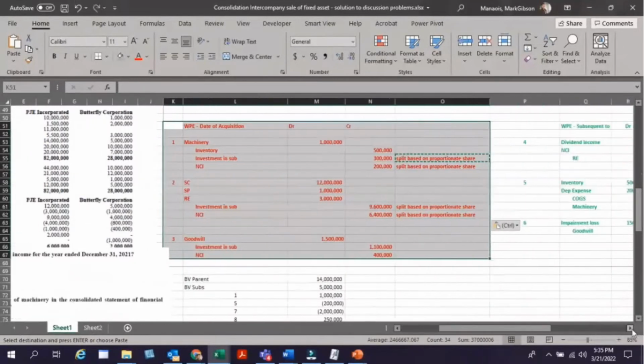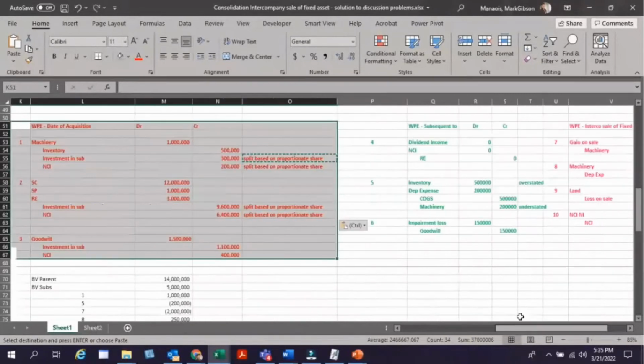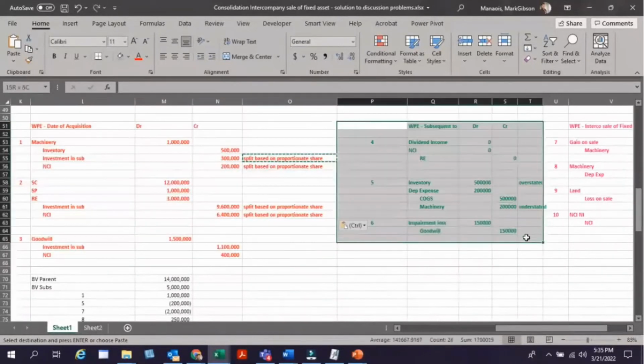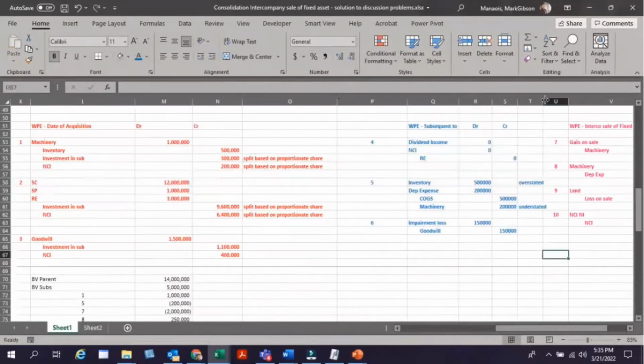Now, what are the entries on the date of, parang mali yata ang color coding ko. Dapat yata this is blue. Ayan.